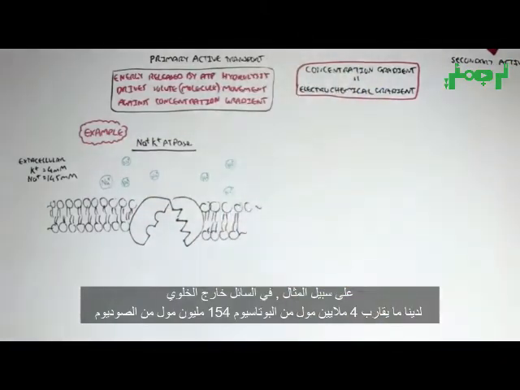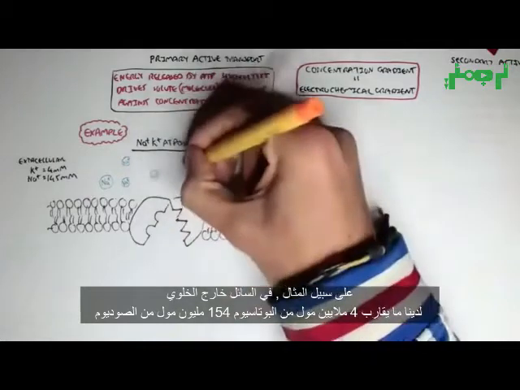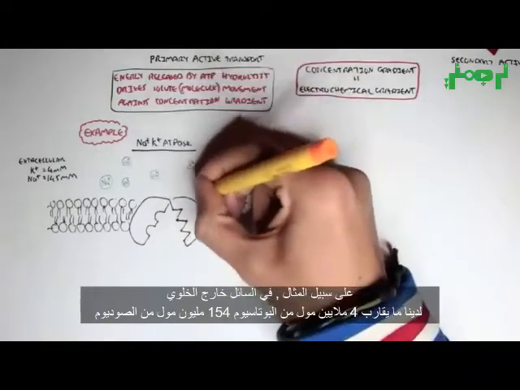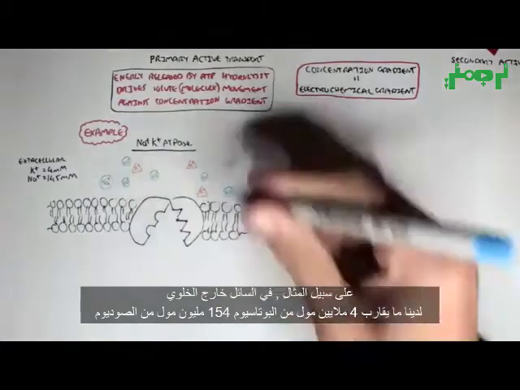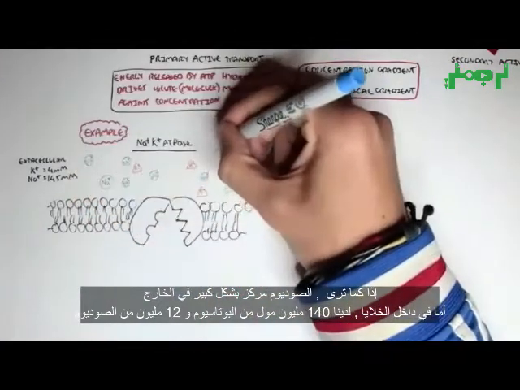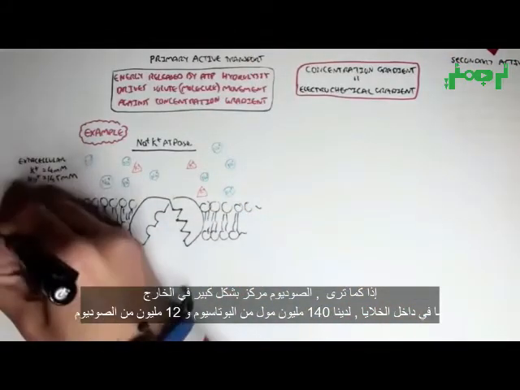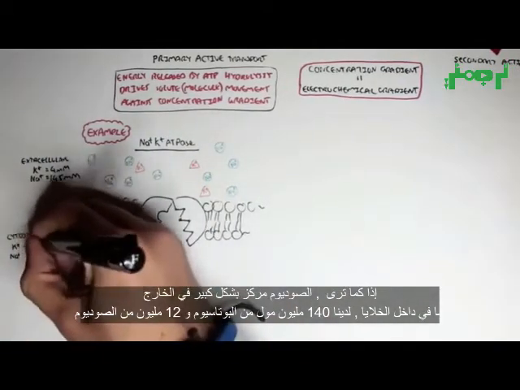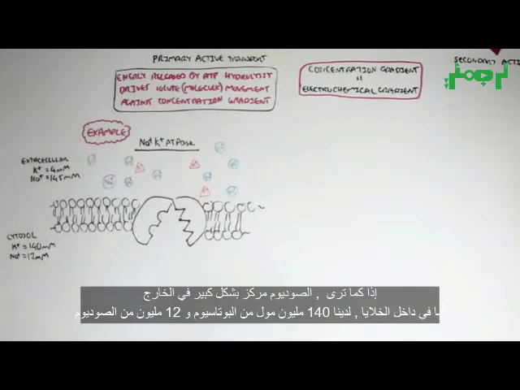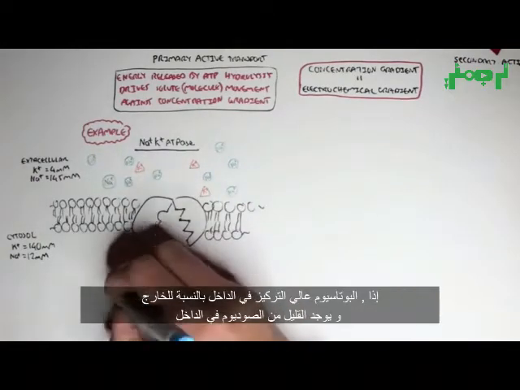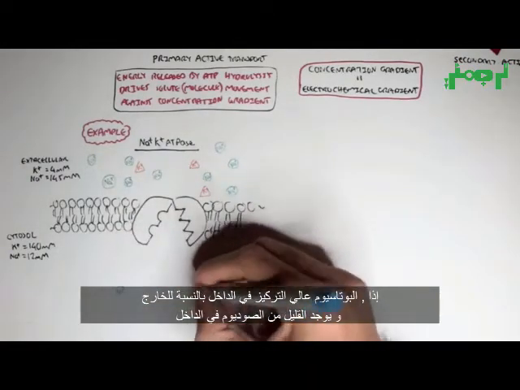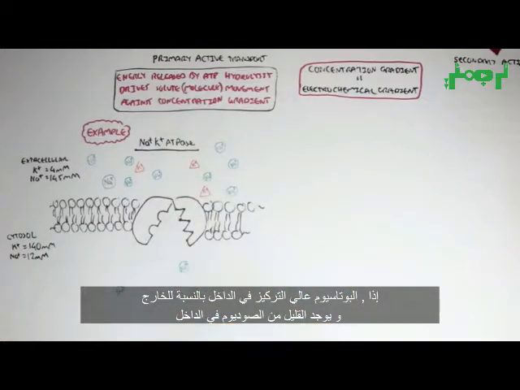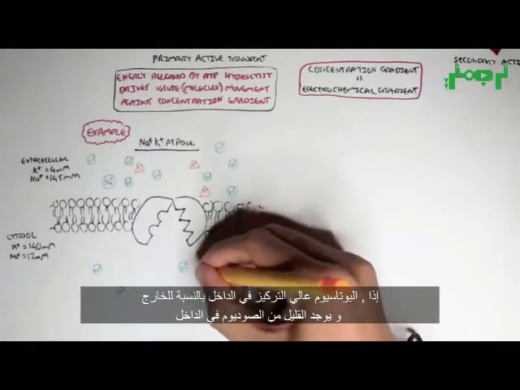So for example, in the extracellular fluid, we have about 4 millimolar of potassium, and we have 145 millimolar of sodium. So as you can see, sodium is highly concentrated on the outside. In the cytosol, in the intracellular fluid, inside the cell, we have about 140 millimolar of potassium and about 12 millimolar sodium. So as you can see, in respect to the outside, potassium is highly concentrated on the inside of the cell, and there's only a little bit of sodium on the inside.